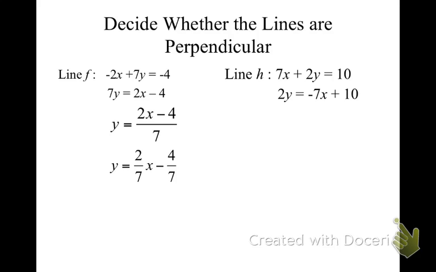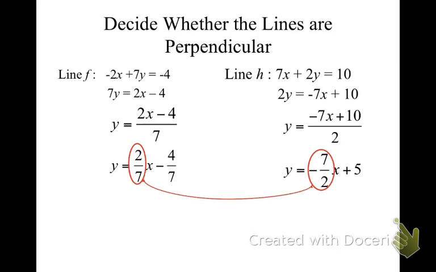Let's do the same thing with line H. We're going to subtract 7x from both sides of the equation. We'll divide both sides by 2, and then again simplifying so that we have a fraction coefficient in front of x, -7/2. So let's compare the slopes. 2/7 and -7/2. These are opposite and reciprocal. One's positive, one's negative. One's 2/7, the other 7/2. So our conclusion, the two lines are in fact perpendicular.